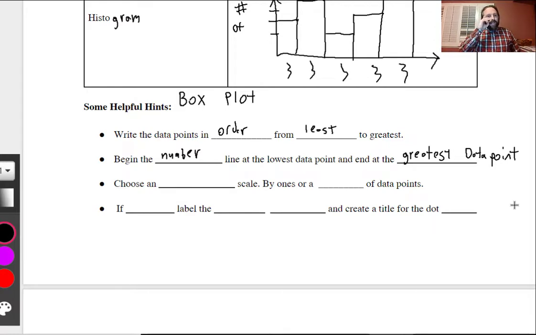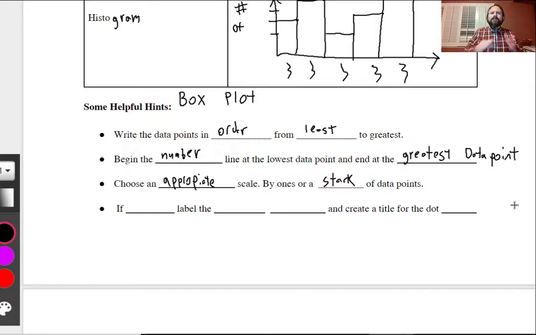Now, we're going to have to choose an appropriate scale. What does that mean? Well, are we going to go by ones, or are we going to have a stack of data points? This basically means we have to determine: are we going to say the quiz scores are 9, 8, 7, 10, every instance of that?